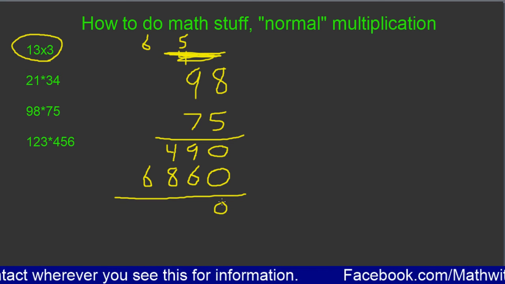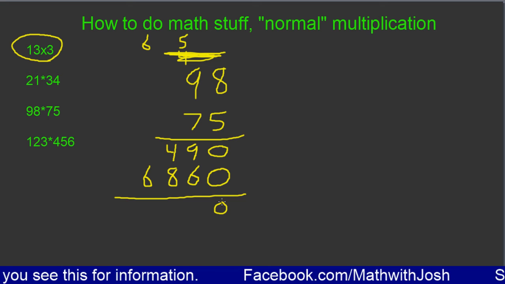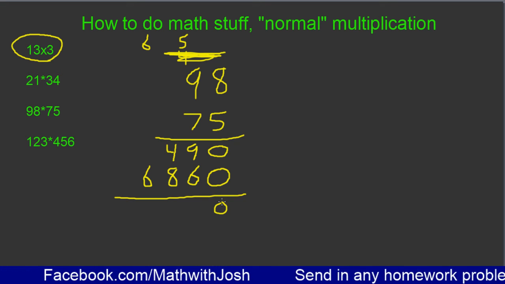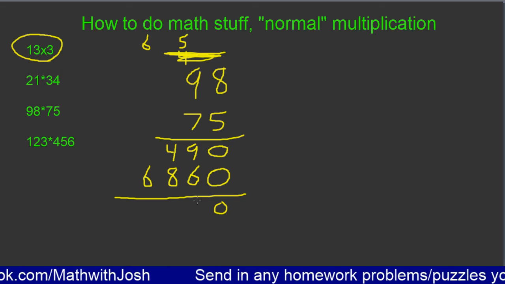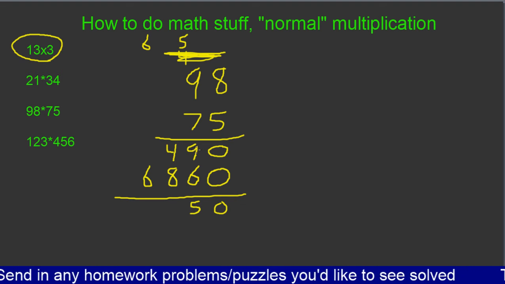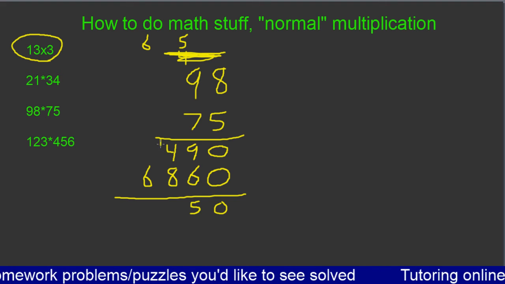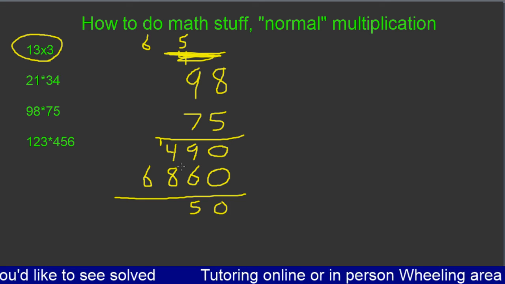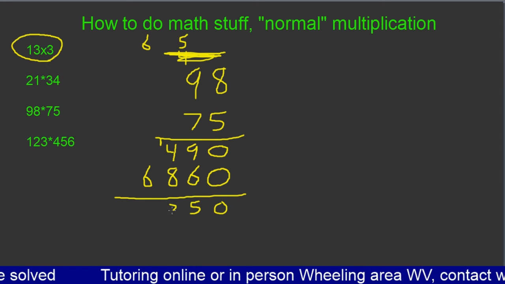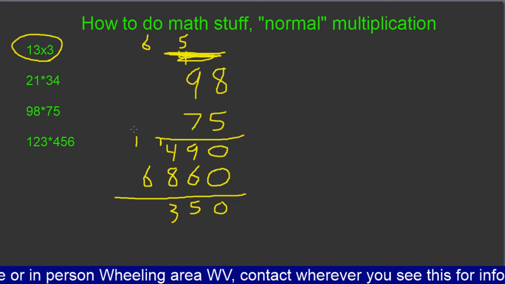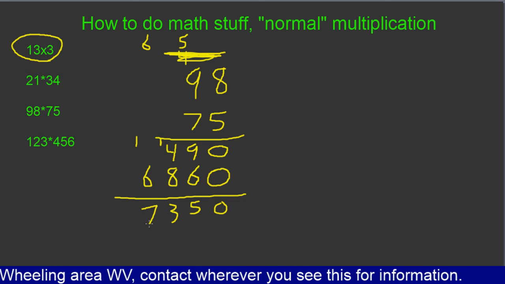0 plus 0 is 0. That one's pretty easy. I like that one. 9 plus 6 is 15. So we have 5. The 1 will carry. 1 plus 4 is 5. 5 plus 8 is 13. And the 1 will carry. And then 1 plus 6 is 7.